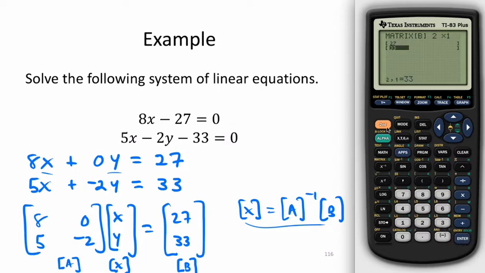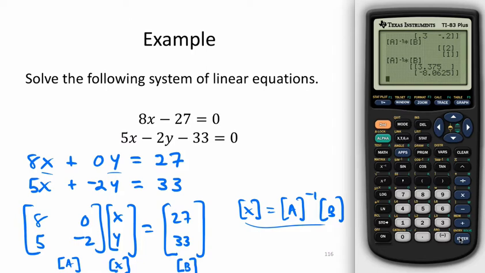There it is. My answer, my column vector of unknowns, is going to be A inverse times B. Matrix, select A off the names menu, inverse times matrix B. Let's appreciate how simple this really is. A inverse times B, there's the answer.